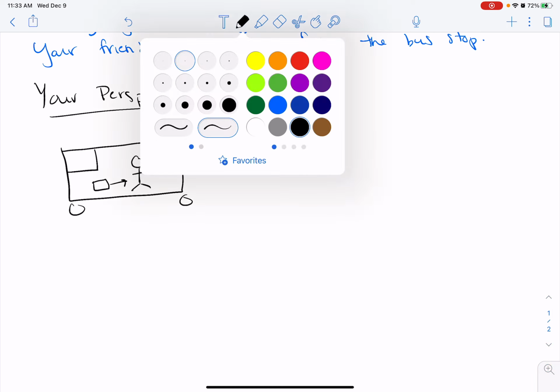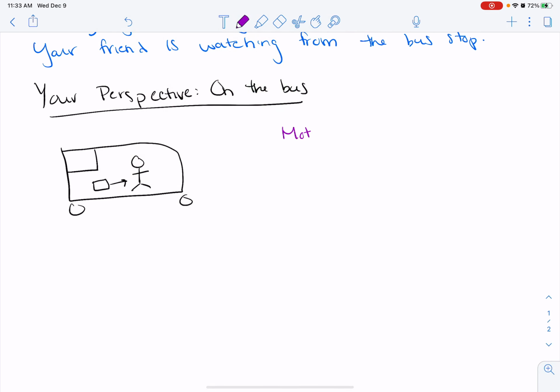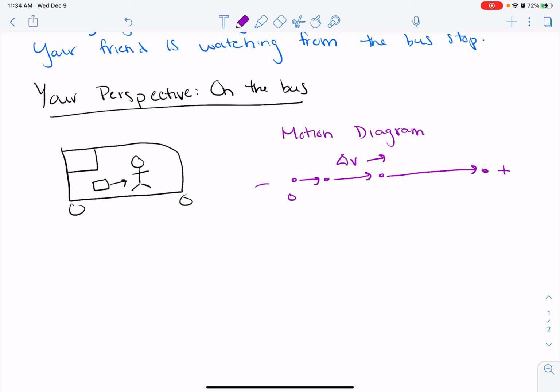So if I'm going to draw a motion diagram to represent the backpack, we're going to see that all of a sudden it starts accelerating backwards. So I'm drawing my dots as having increasing space between them. I'm making sure I have a zero, positive, and negative, and I'm doing a change in velocity to the positive direction. Okay, and that's to show us that this backpack just starts moving out of nowhere to that positive direction.